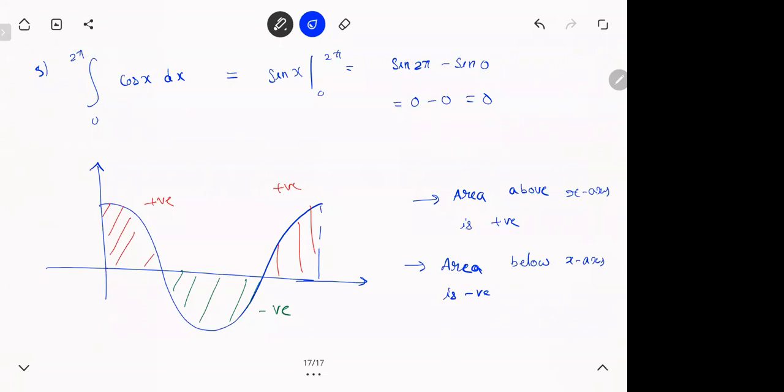So area above the x-axis is positive area because y coordinate is positive. Area below the x-axis is negative area because y coordinate is negative. You're simply multiplying y into delta x. Delta x is positive, but if y is negative, the area also will become negative. What is the significance of negative area? We will see that later on. But that's the reason why you're getting a 0.